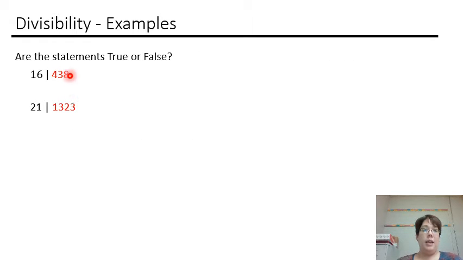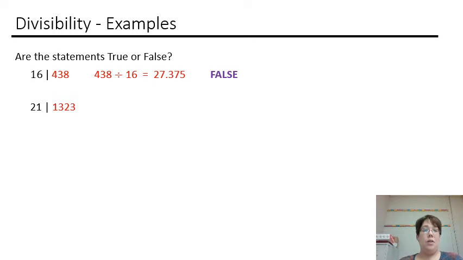On your homework, you're going to have several of these. Are the statements true or false? So here we want to know, does 16 divide 438? So will 16 go into 438? Well, if you take 438 and divide by 16, you get 27.375. That is not a nice, whole, natural number. It has a decimal. So actually, that is false.